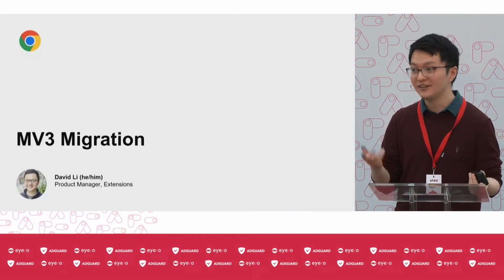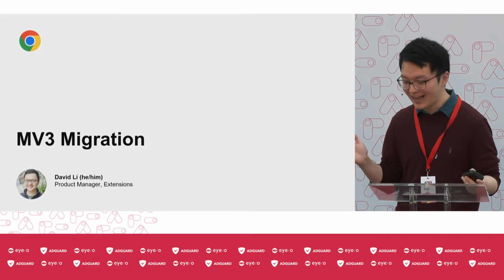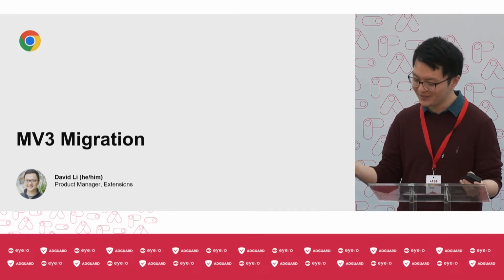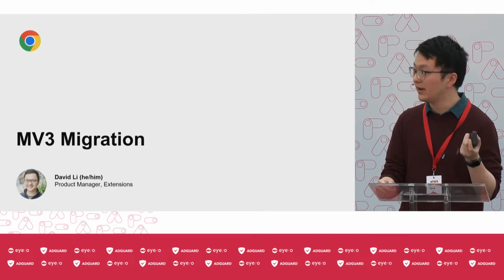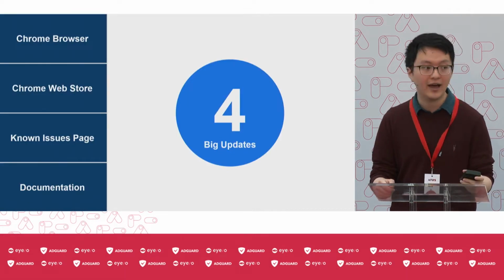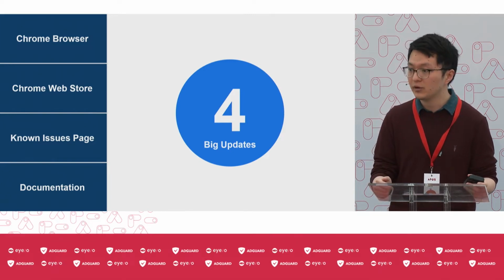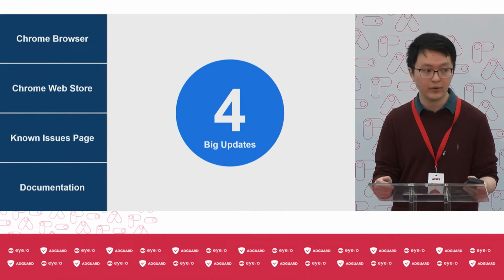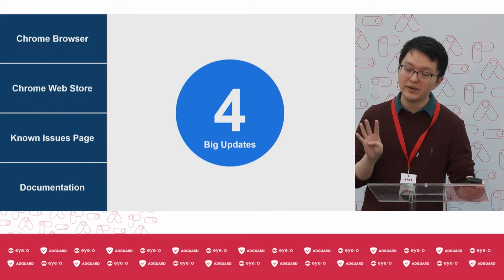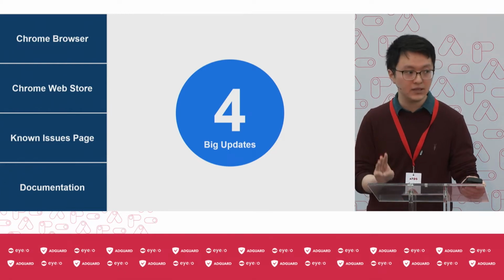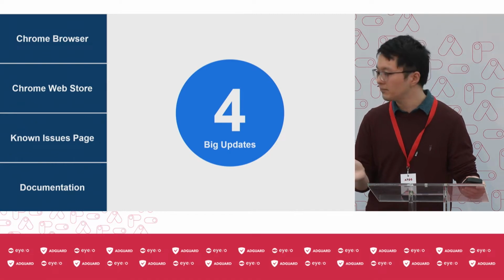So to start off, introductions. I'm David, Product Manager, Extensions at Chrome, at Google. And I wanted to talk about the recent announcements that we had made on the Chrome developer blog regarding the Manifest v3 migration timeline. In general, there's 4 big updates. In reality, it's really 3 updates and one little preview of something that we have coming up.